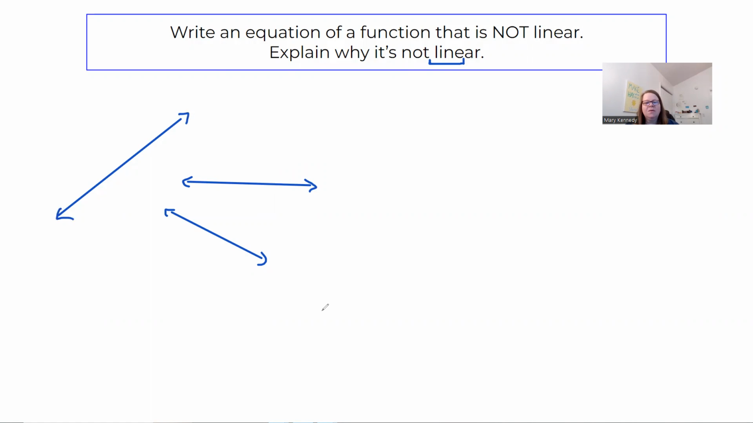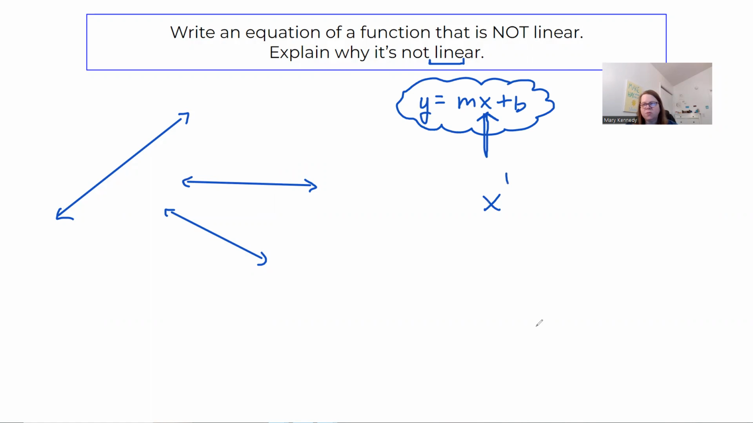Well, what creates the equation that creates a line or a linear graph is when you have y equals, and you've probably seen this form. This is the slope-intercept form of a linear equation. But the key to this is that you have x to the first power, which we don't ever write to the first power. We just say x, right?